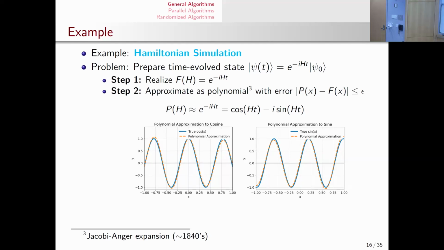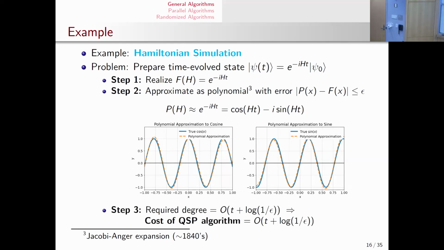And specifically, if we use some results in polynomial approximation theory, it can be shown that if we want to approximate this polynomial to some error epsilon, the required degree of the polynomial scales as O of t plus log 1 over epsilon. So if we want to simulate for a larger time, we need a larger degree polynomial. And if we want a smaller error, we also need a larger degree polynomial. The error scales as log 1 over epsilon versus the linear scaling in time. But in any event, because the degree of the polynomial we want to realize corresponds to the cost of quantum signal processing, the overall cost of doing Hamiltonian simulation with QSP also scales as O of t plus log 1 over epsilon.